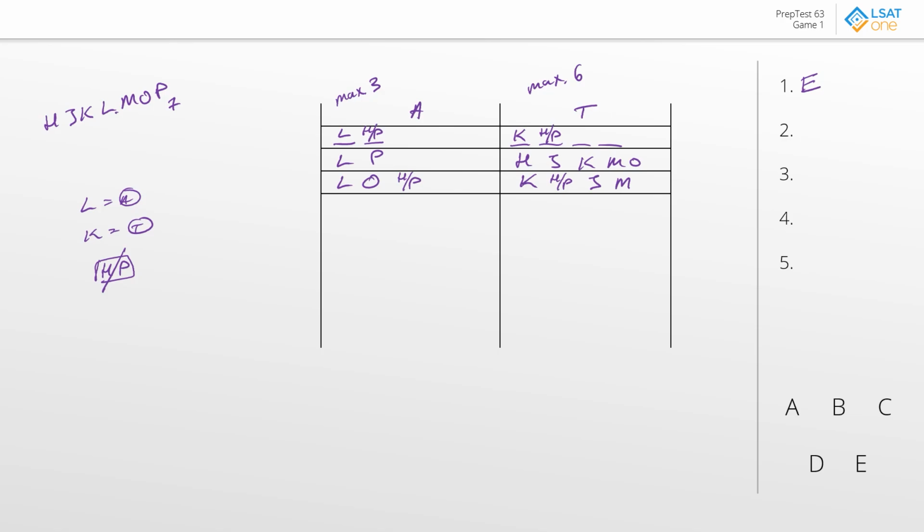Answer choice A, H goes to appellate. Well, no, H and P can still flip. Answer choice B, J goes to appellate. Nope, in fact, that's outright false. Next, J goes to trial, and there it is. J does, in fact, have to go to trial. The best answer to question number 4 is C.